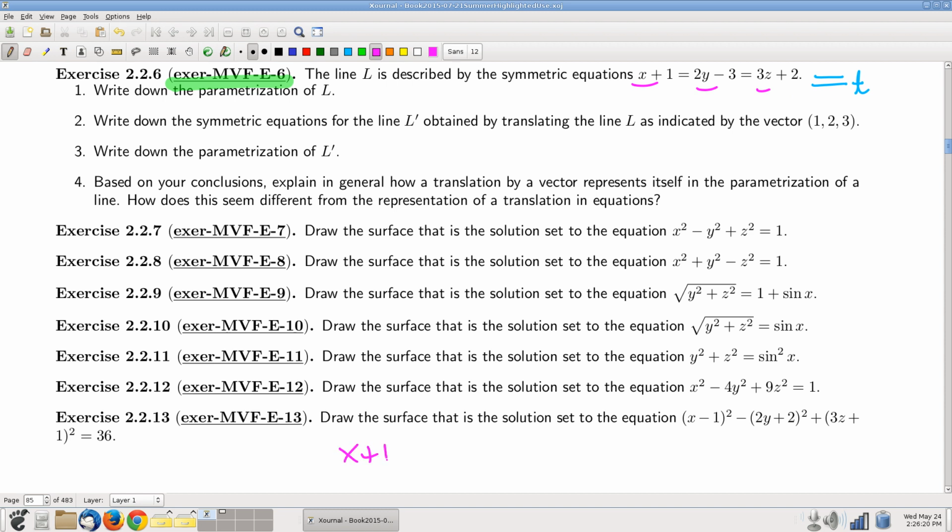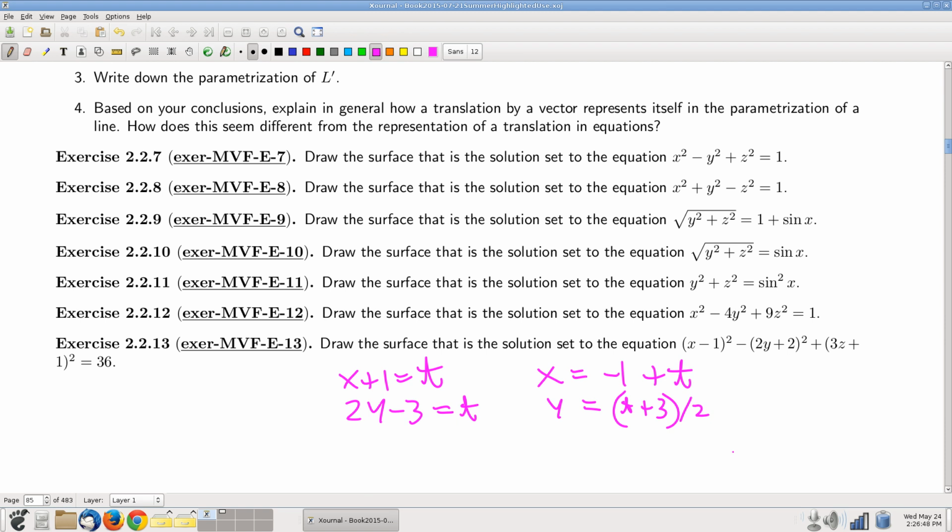So solving for x. I have x plus 1 is equal to t, therefore x is equal to negative 1 plus t. Now I have 2y minus 3 also equal to t, so y is t plus 3 all over 2. And then 3z plus 2 is equal to t, and solving for z, z is t minus 2 all over 3. Okay, everybody happy with that?